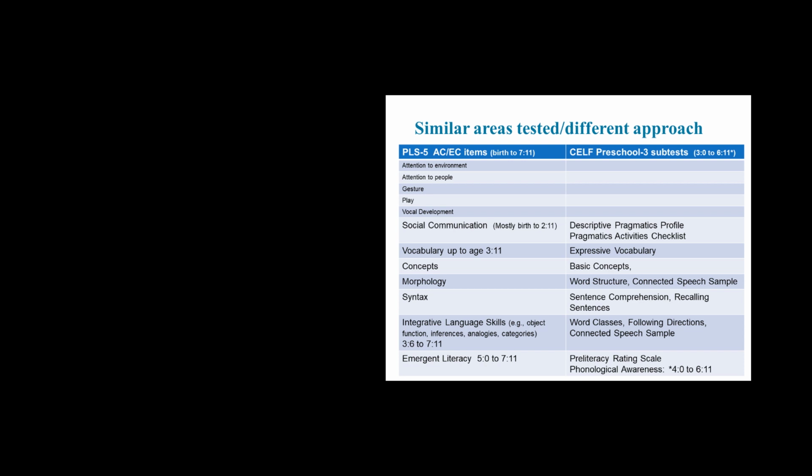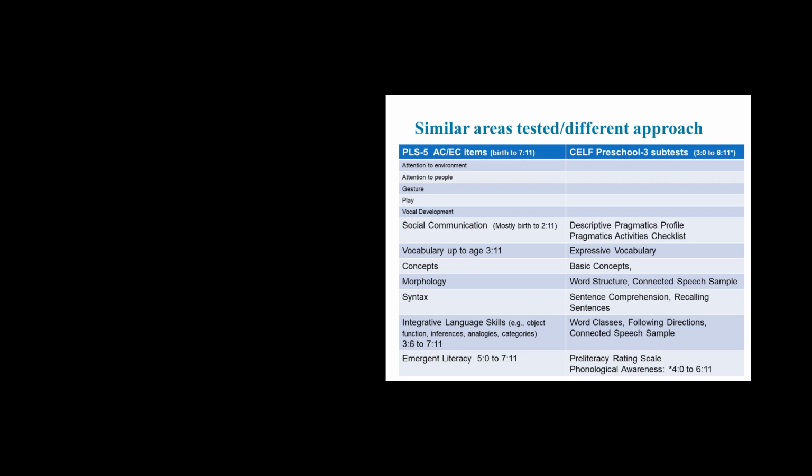So on PLS, you'll see here, I have the items that are at pre-verbal levels in small text, because CELF Preschool doesn't address those areas. But even the age ranges where these skills are examined are quite different on the two tests. On PLS, social communication items are birth to 2;11 versus the pragmatics profile, which is ages 3 to 6;11. So if the child is 3 years old and above and you want to examine pragmatics in more depth, you're not going to be able to do that on PLS.